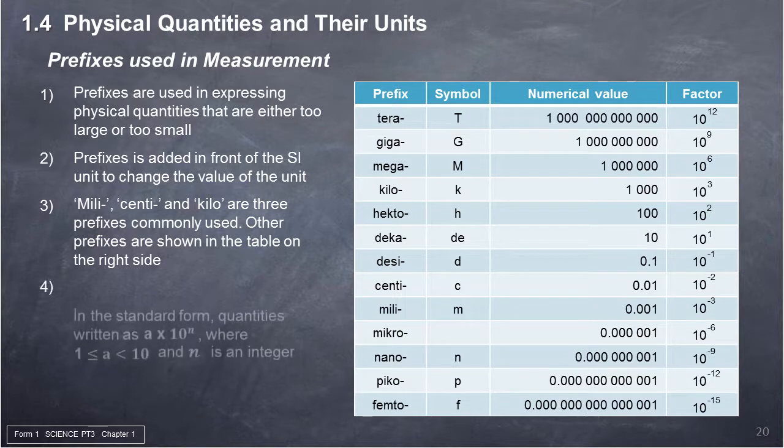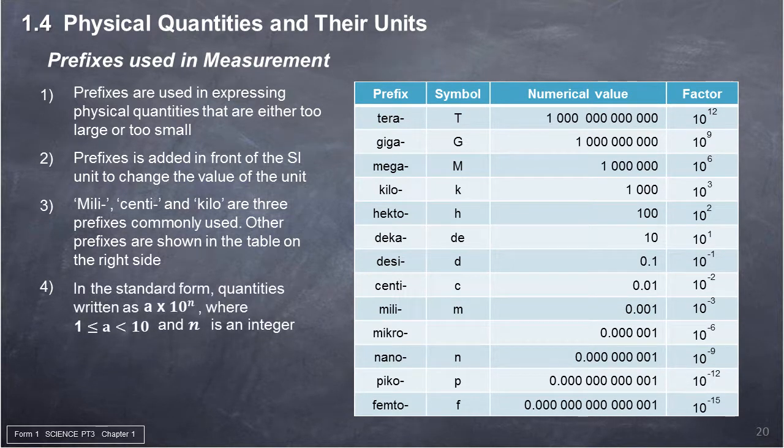4. In the standard form, quantities are written as A multiply 10 to the power of n, where A is the same as or bigger than 1, but smaller than 10, and n is an integer.